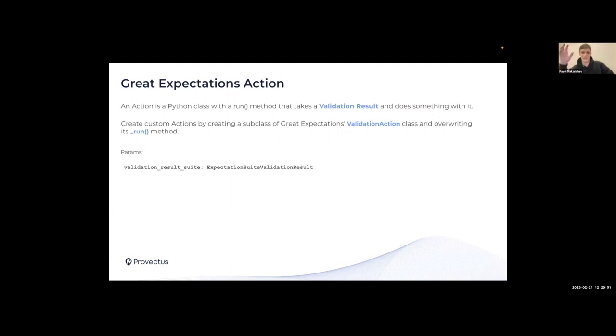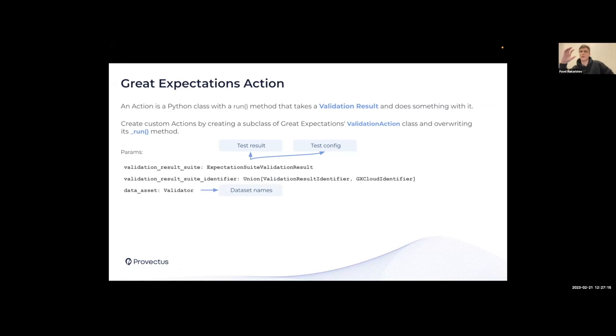For example, from expectations with validation result, we can get test result and test config. By the identifier, we can identify if that solution was a cloud solution or open source solution, but I haven't used it yet. From data set, which is an instance of validator class, we can extract names or links to the files. We can extract the name of our target data. Next to params, I haven't used them, they're optional, and what is interesting is the kwargs.